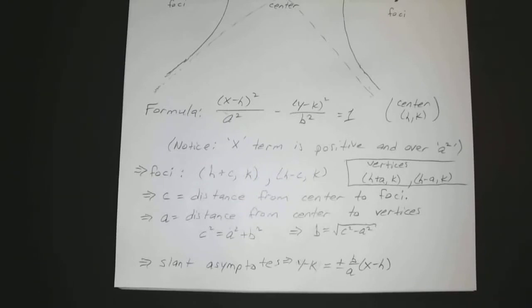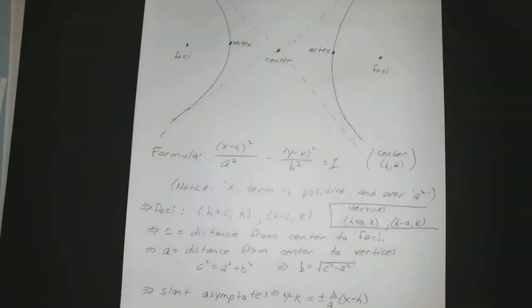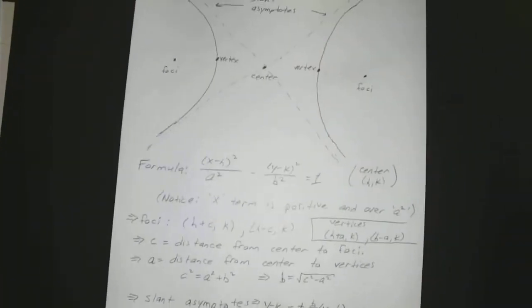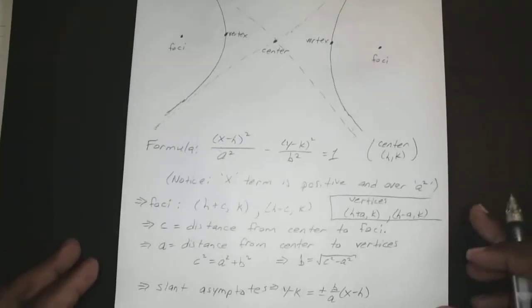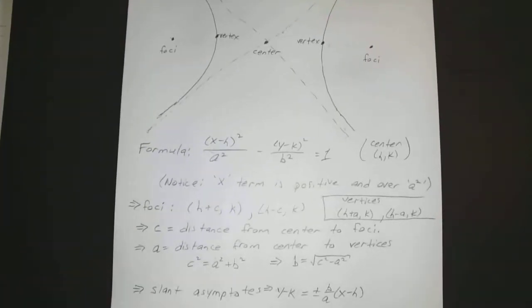Remember, that's just when the vertices are both horizontal to each other. Let me bring this up a little bit so you can see a little more of the page. Here we go. All right. So any questions so far? All right.